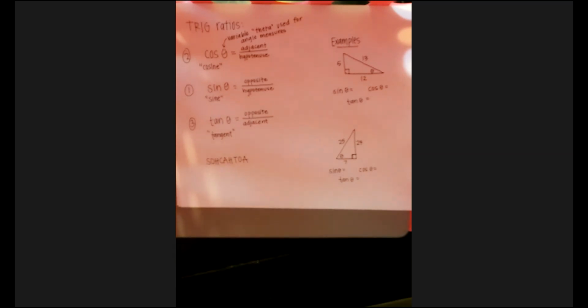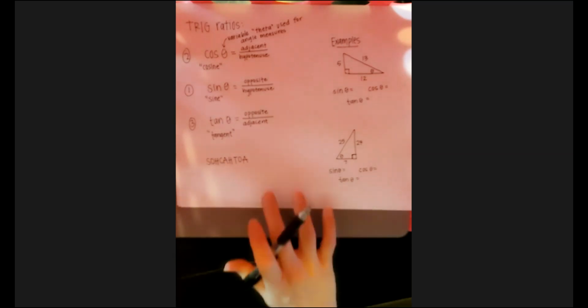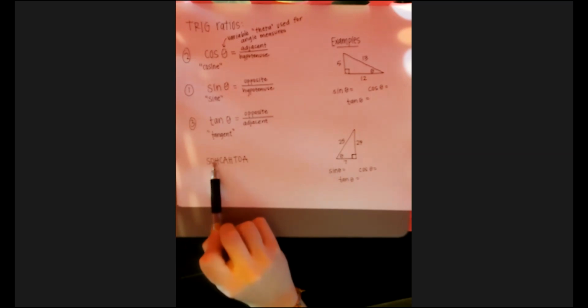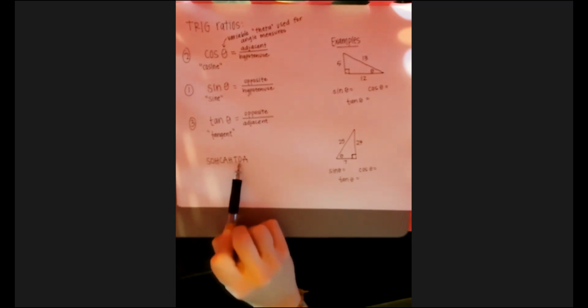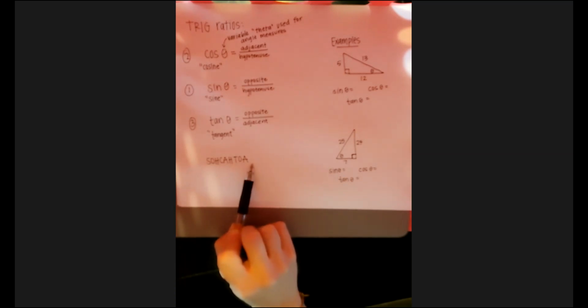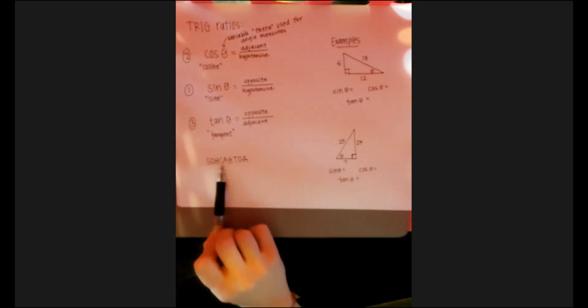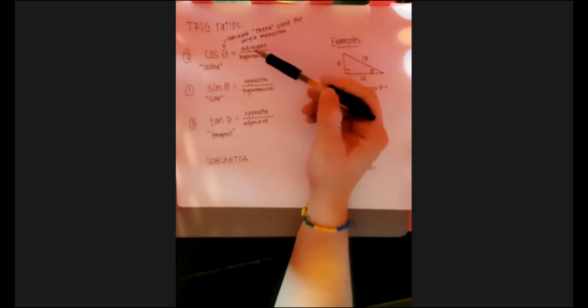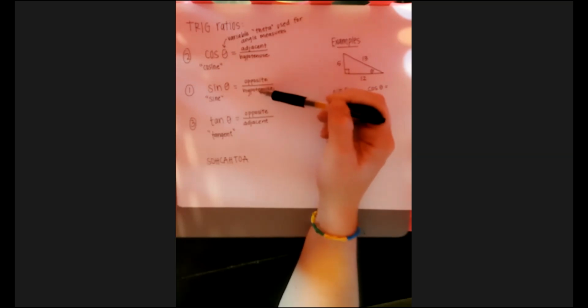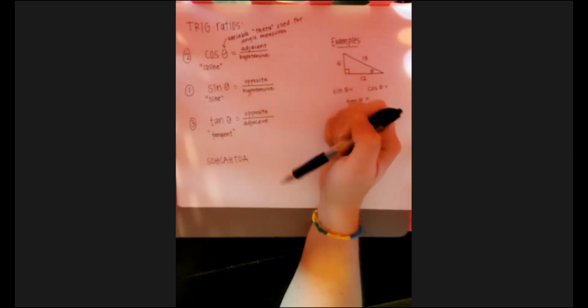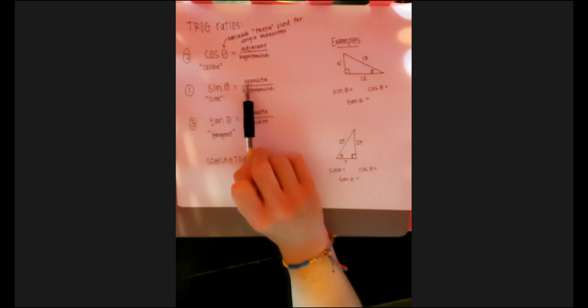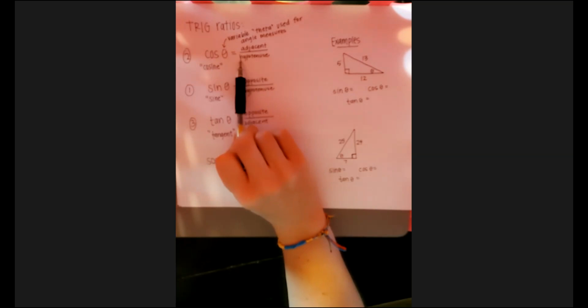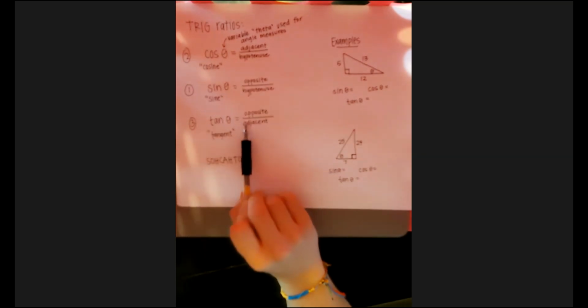Some of my students really like this one, but another one that is a crowd favorite is: some old hippie caught another hippie tripping on acid. If you can remember those words, then you can remember these letters, and that will help you keep straight which one is adjacent over hypotenuse, opposite over hypotenuse, and opposite over adjacent. So one more time, some old hippie caught another hippie tripping on acid.